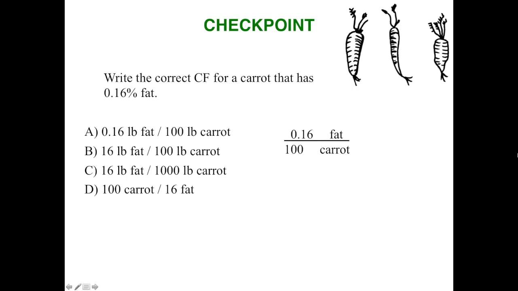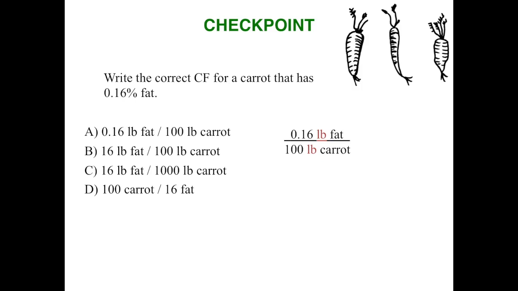Again, it's not a conversion factor if we do not write in proper units, so we can choose any units. And looking at our answer choices here, we see pounds as being the only unit used, so we can say it's 0.16 pounds of fat per 100 pounds of carrot. So the answer would be A. Notice that answer B is very similar, and indeed a lot of students will make that mistake and put B because they think 0.16% can be written as 16. Don't make that mistake.